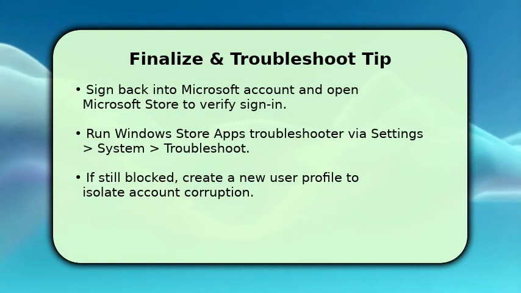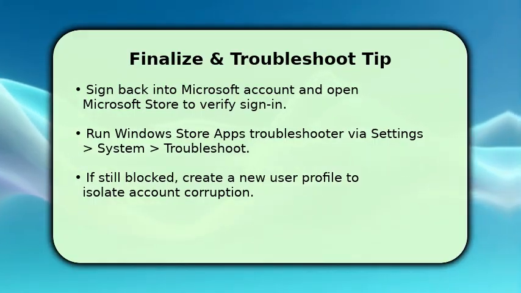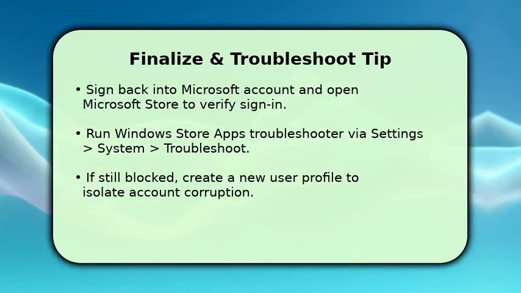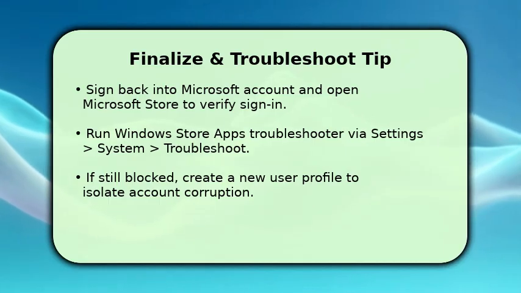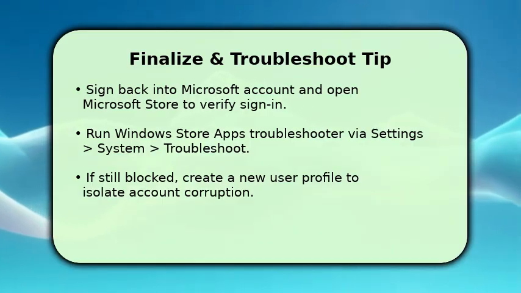Finally, sign back into your Microsoft account and launch the Microsoft Store to verify purchases and app access. This confirms successful installation. If you encounter errors, run Settings, System, Troubleshoot, Other troubleshooters and use the Windows Store Apps Troubleshooter to automatically fix common issues.